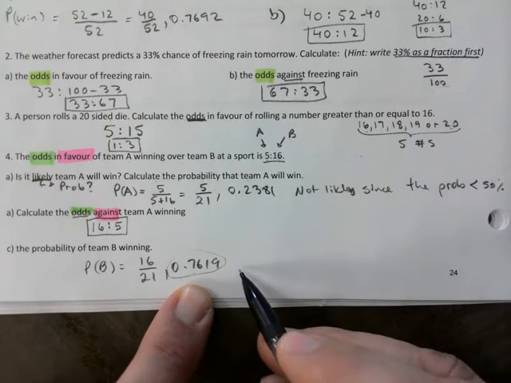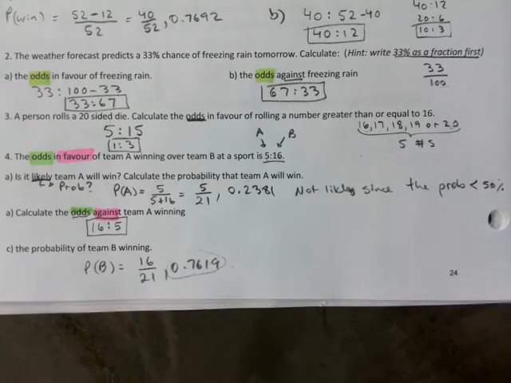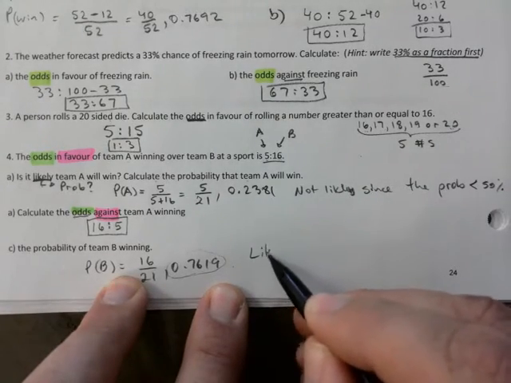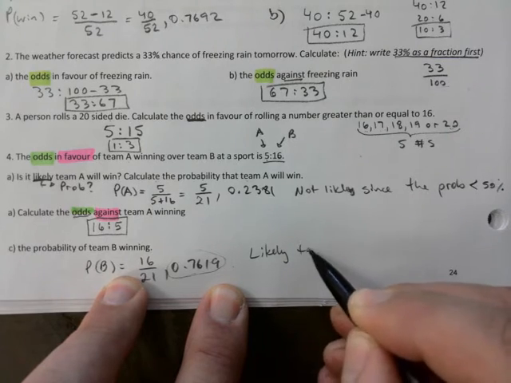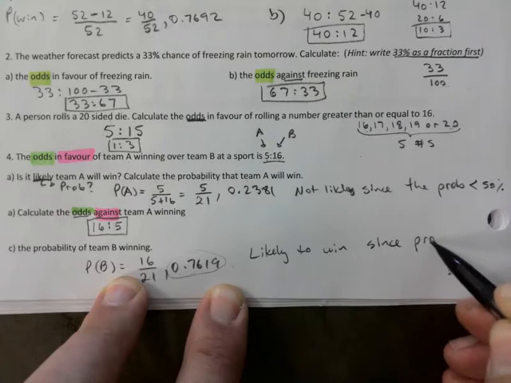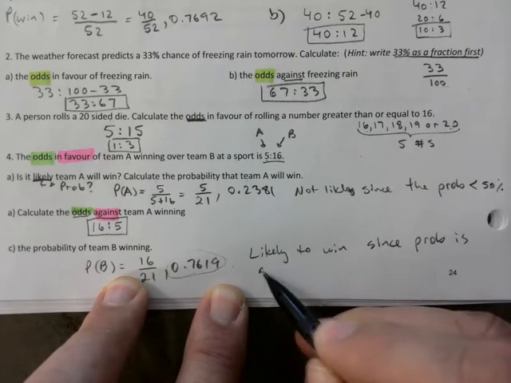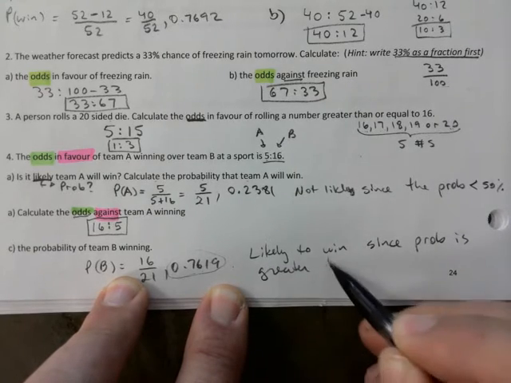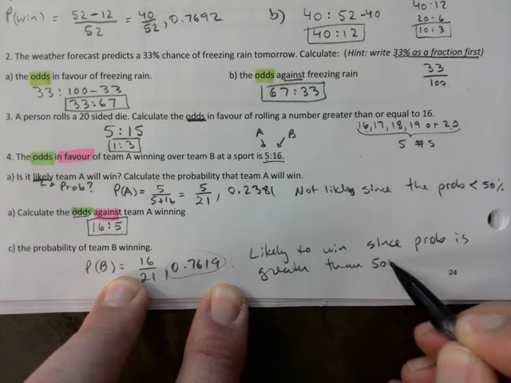So there we go. The likely to win, right? Because it's greater than 50. Likely to win since probability is greater than 50%. Okay.